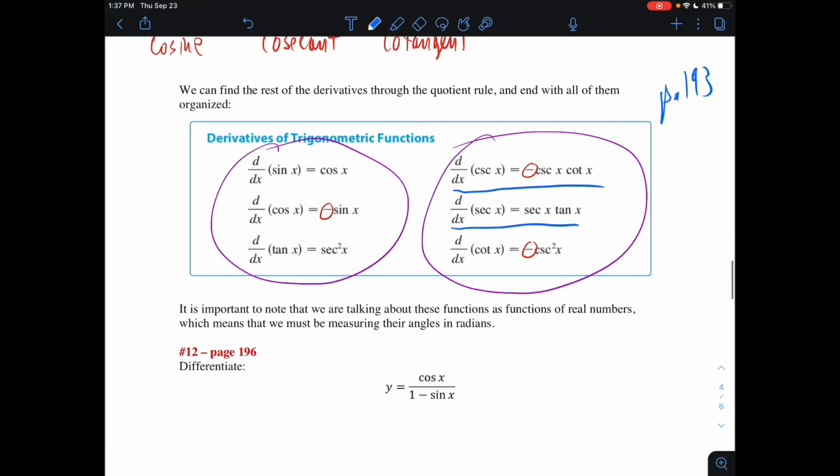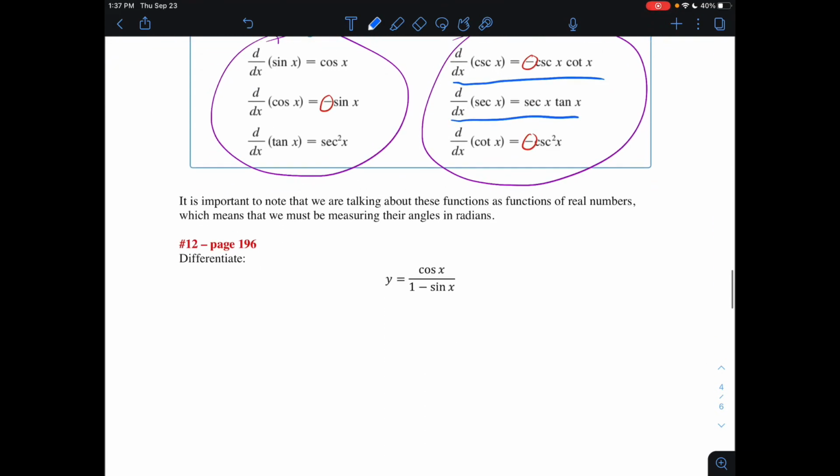So now let's just put them all to work. One thing to keep in mind as we move forward into later chapters, we do want to remember that for the most part, we are measuring the angles for these trig functions in radians. So keep that in mind. You want to have your calculator set to radian mode too, in case you are evaluating at any point.